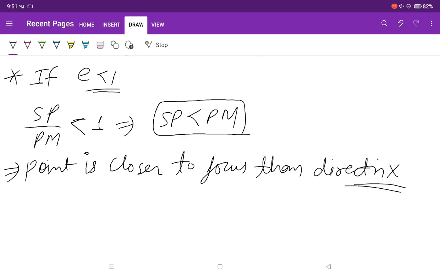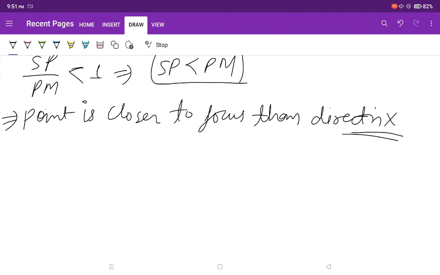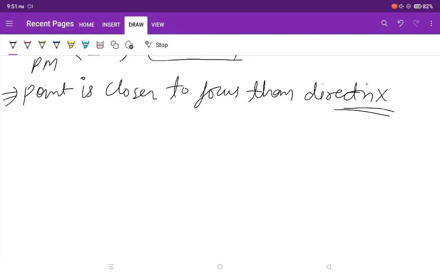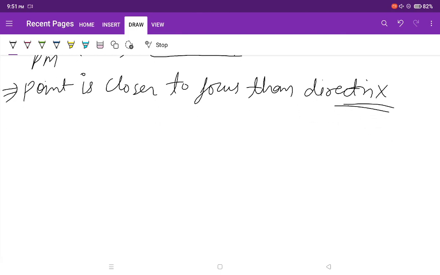Point is more close to focus than directrix, right? So this will create a closed shape. This will create a closed shape because it is close to focus. The curve will tend to close itself, so this will create an ellipse.